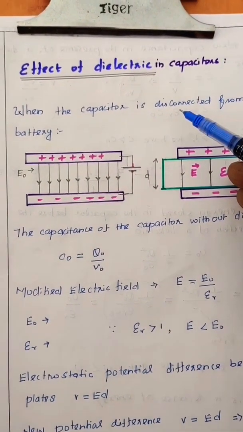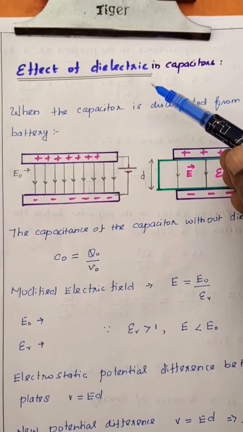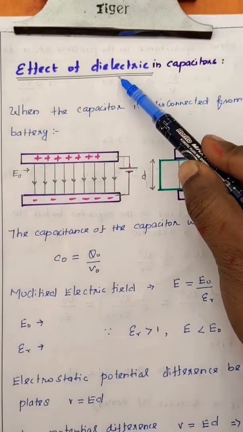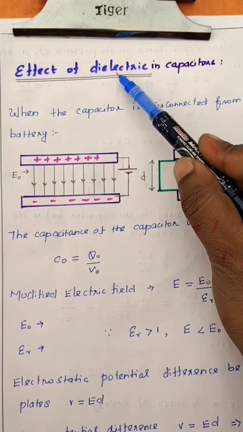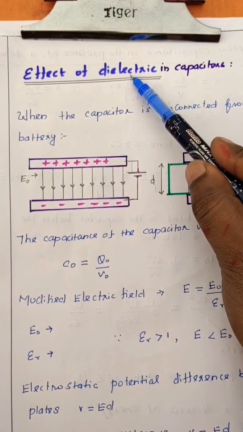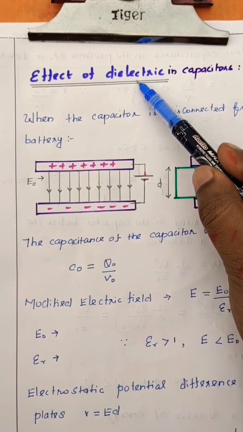Next topic, we are going to see the effect of dielectric in capacitors. The term dielectric is nothing but a non-conducting material, which has no free electrons.